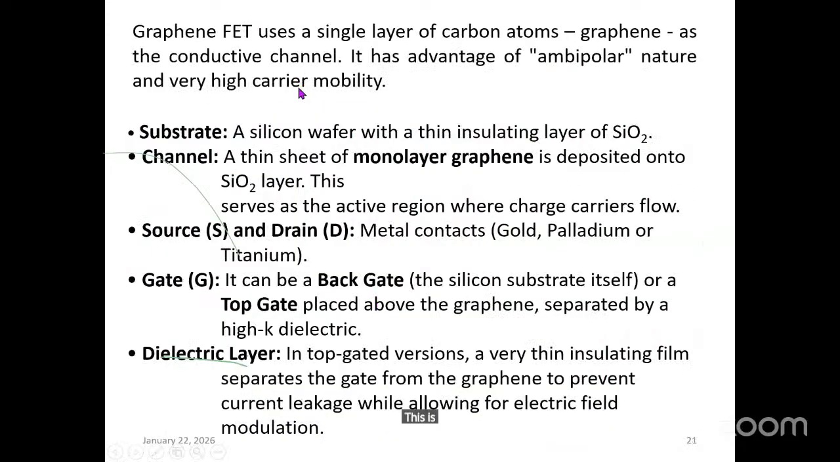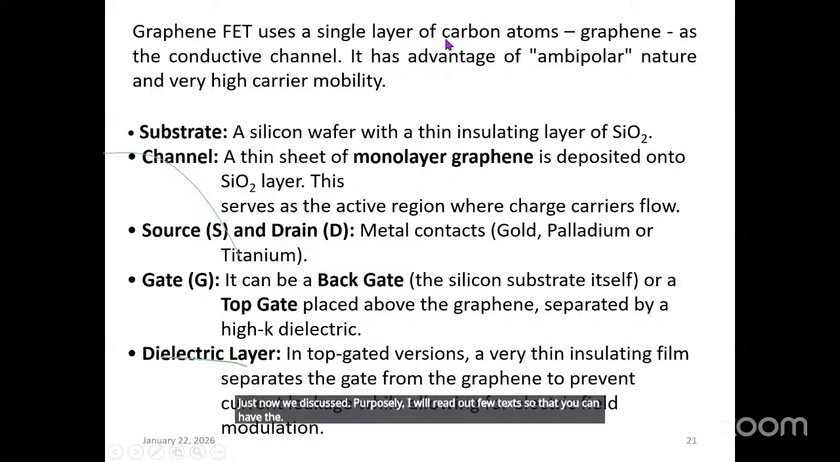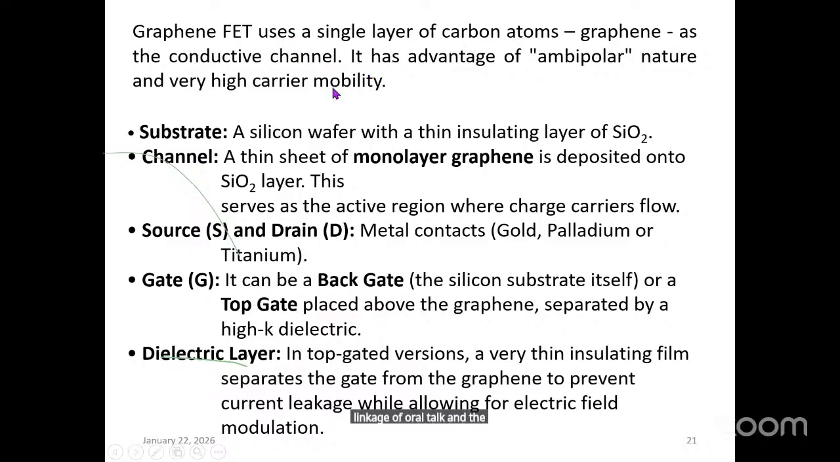This is, in general, the theory we just discussed. I will purposely read out a few texts so that you can link the oral talk and the text available here. Graphene FET uses a single layer of carbon atoms, graphene, as a conductive channel. It has the advantage of ambipolar nature and very high carrier mobility. Again, the term very high carrier mobility. Just now we talked about mobility, and when mobility is more, the velocity of the electron is definitely more, and we can get a device with high speed.